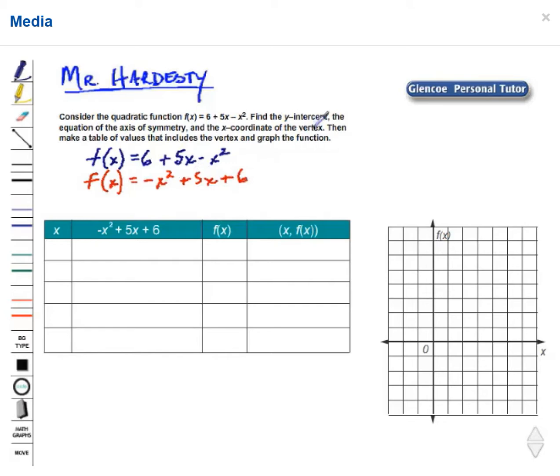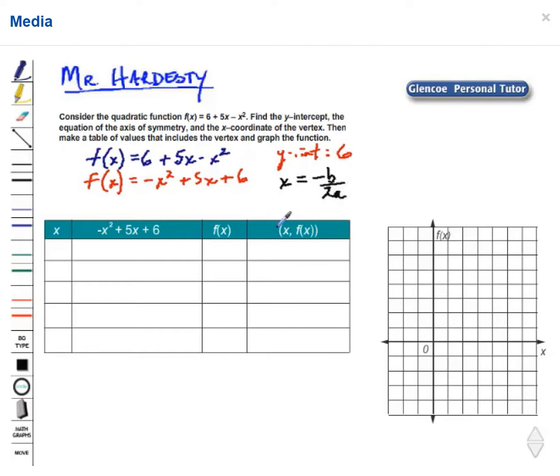We're to find the y-intercept, the equation of the axis of symmetry, and the x-coordinate of the vertex. The y-intercept is 6. That's the c value on the end, so the y-intercept is 6. Now for the axis of symmetry and the x-coordinate of the vertex, we have this formula that x will equal the opposite of b over 2a.